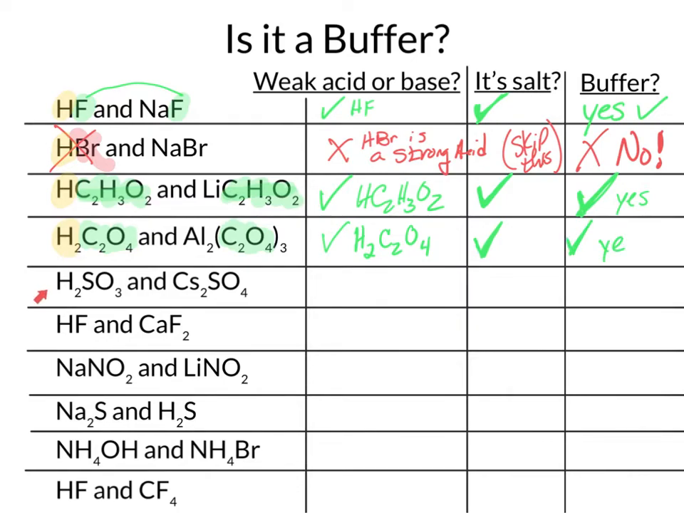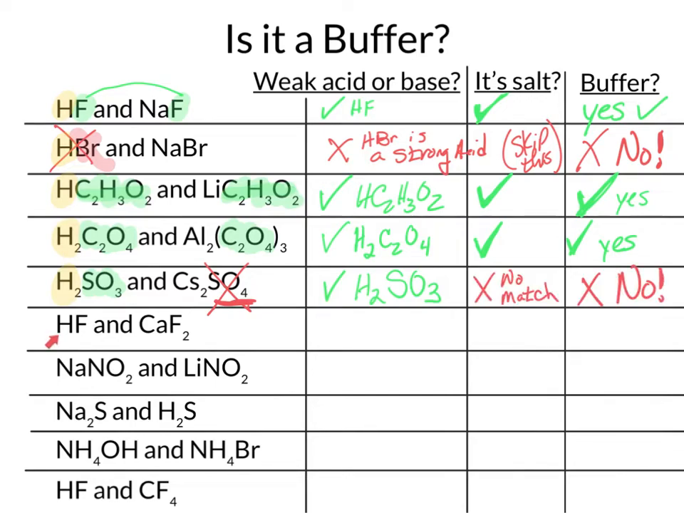How about H2SO3 and Cs2SO4? So here we're going to start with finding the weak acid or weak base. It looks like we do have a weak acid. Now remember, H2SO4 is a strong acid, but H2SO3 is a weak acid. So we do have our weak acid, and then we're going to look to see if we have its salt. So here we have the SO3. On this side we have SO4. Those two do not match. This is not a buffer.